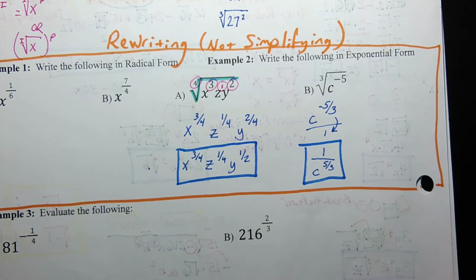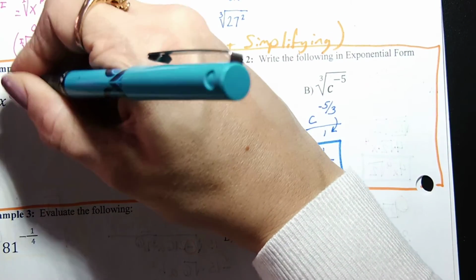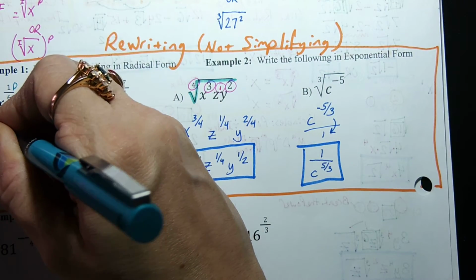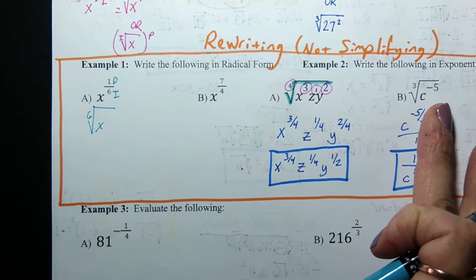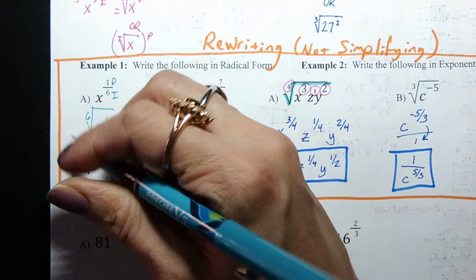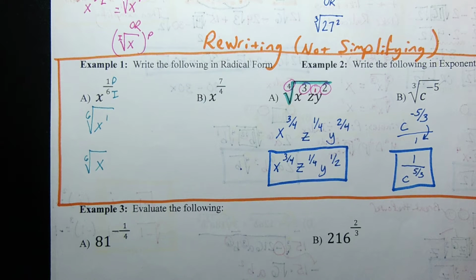So now we're going to go in the other direction. We are starting with exponential form, and we are going to try to write it in radical form. So x to the 1/6 means the power is 1 and the index is 6. So I'm going to put that x underneath a radical with an index of 6 and a power of 1. Or I can just write the 6th root of x. So you don't have to have that power of 1 there. Taking something to the 1/6 power is the same as taking the 6th root of it.